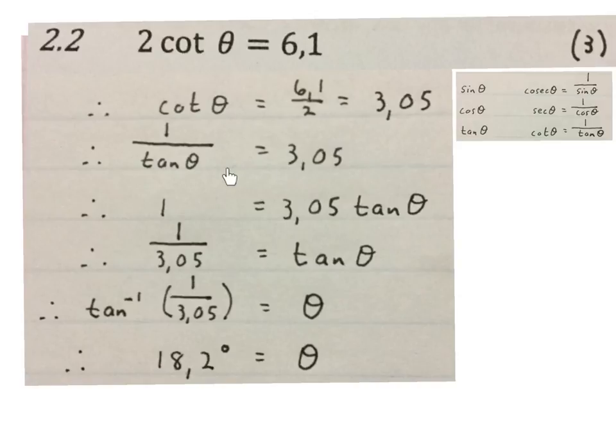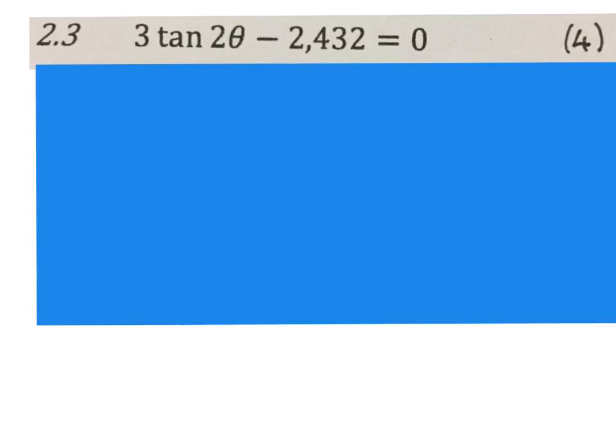Then, because this is an equation with fractions, I times by the LCD, which is tan theta. Then to get the tan theta alone again, I bring the 3.05 over by dividing on both sides by that. And then to get the tan away from the theta, I go shift tan the ratio, and I get theta's answer, 18.2 degrees.